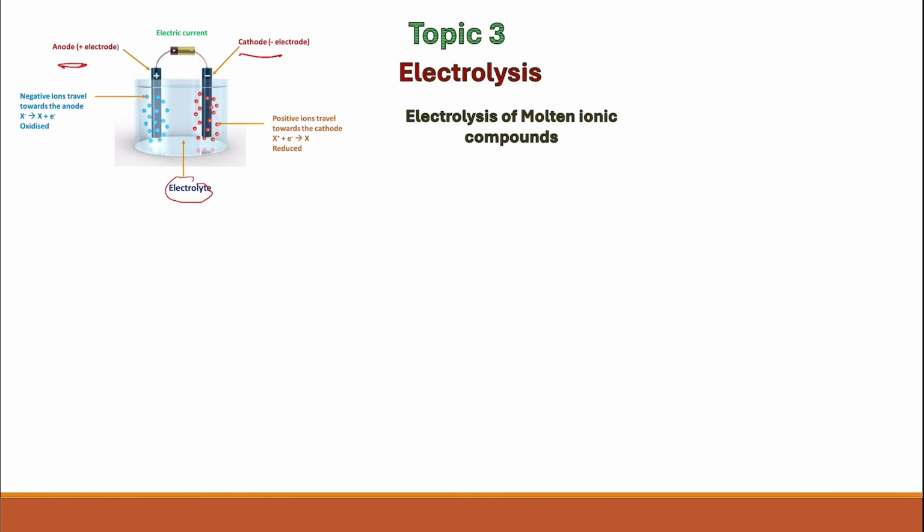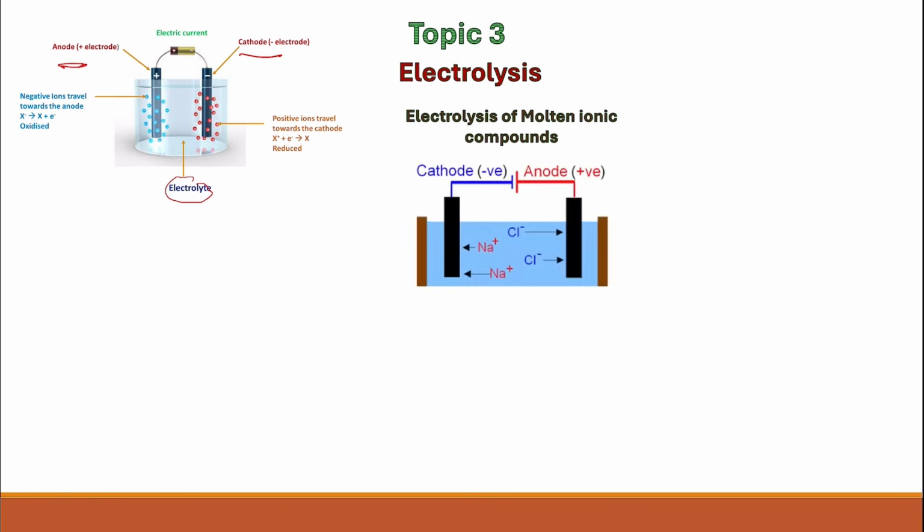There are two types of electrolytes that can be used. The first one is the molten ionic compounds. With molten ionic compounds, you have an ionic compound which cannot conduct electricity as a solid, because there are no free ions to move and carry the charge. This is a very common question. But when molten, they conduct electricity, and you can electrolyze the molten ionic compound. One of the most common ones that comes in the exam is lead bromide.